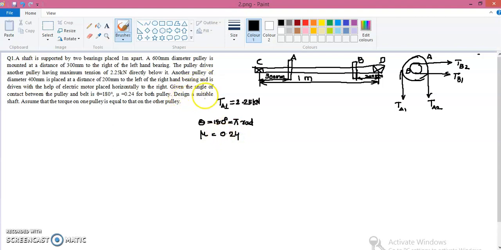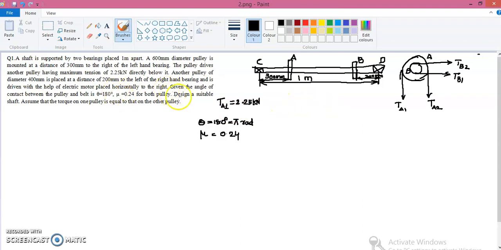We have to design a suitable shaft, assuming that the torque on one pulley is equal to that on the other pulley. So that means the torque acting on the pulley A is the same as the torque acting on the pulley B. So these are the data given in the question. Some of this data we have to assume. We have to select a suitable material and the stress limit values from the data book, and the combined shock and fatigue factor. This data we can assume from the data book.